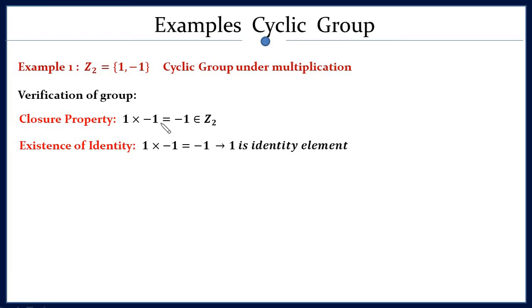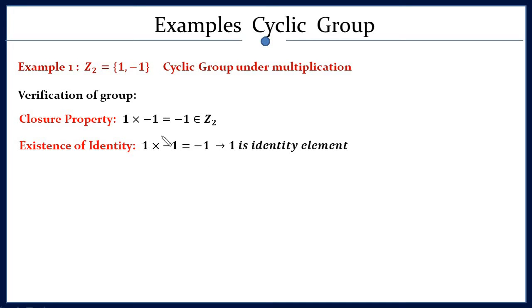Next is existence of identity. As I said, if you multiply any element with the identity element, you will get the same element. So look here, if you multiply minus 1 with 1, you will get minus 1. That is the same element.